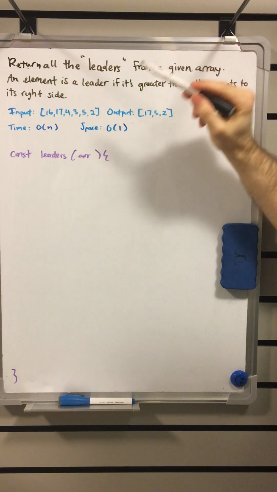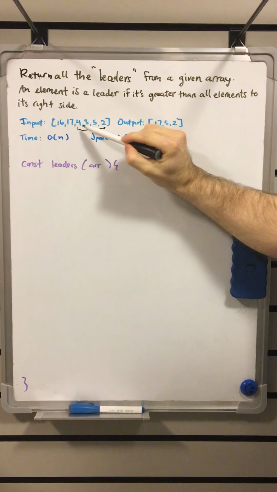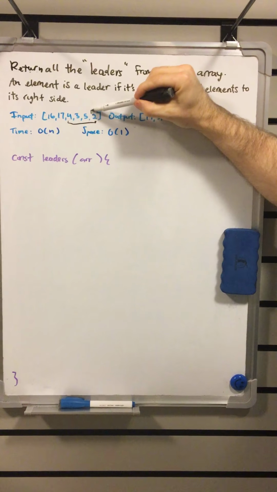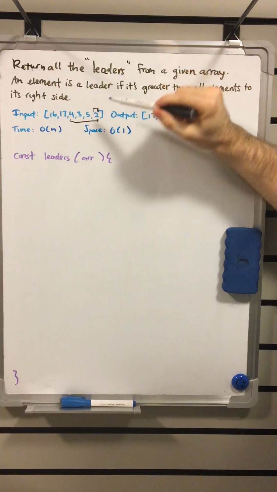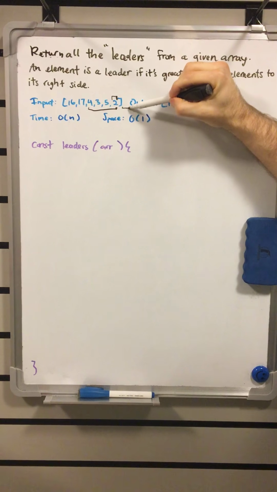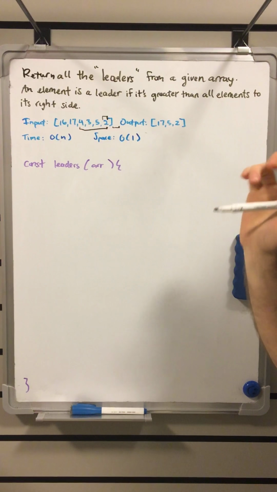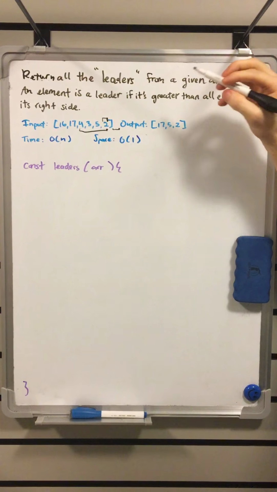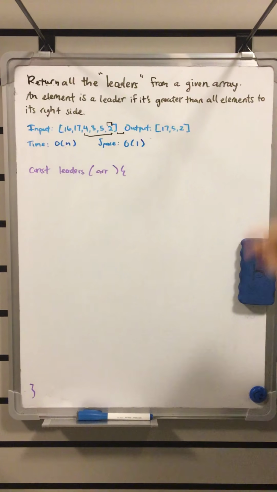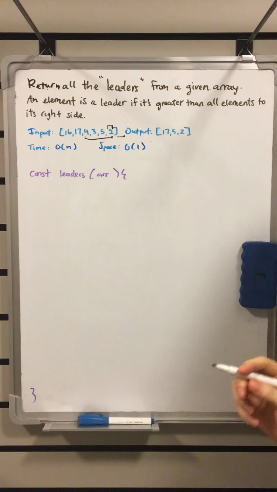That's because all the numbers to the right of 17 are smaller than 17. All the numbers to the right of 5, which is just 2, are smaller than 5. And since there is nothing after 2, it is technically greater than everything to its right. So that's why we have 17, 5, and 2 here. So, we are going to try to figure out this problem in O(n) time and O(1) space.